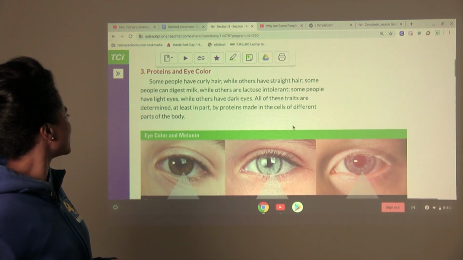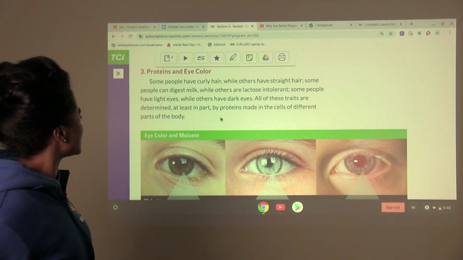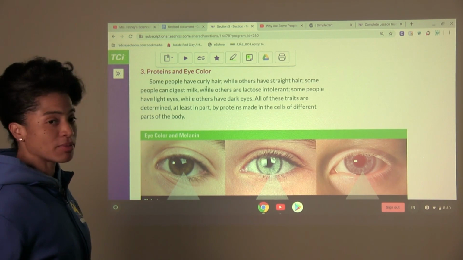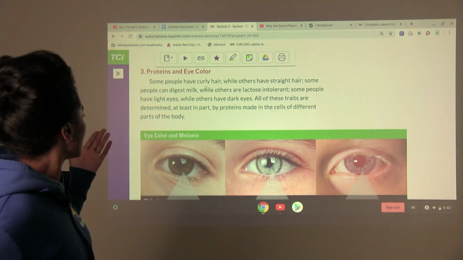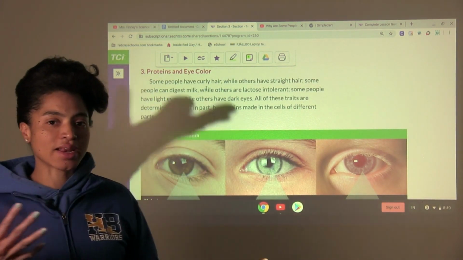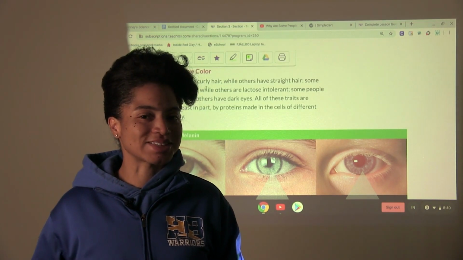All right, so right here at the beginning it says proteins and eye color. Some people have curly hair while others have straight hair. Which kind of hair do you have? Type that in the comment section below.